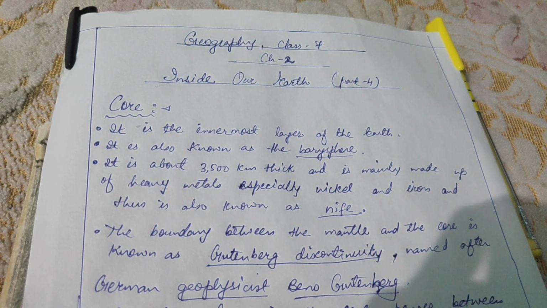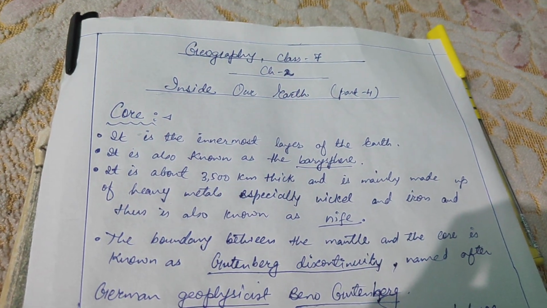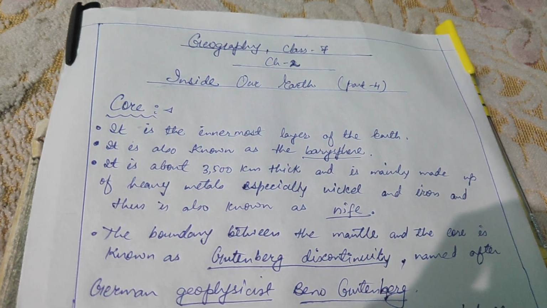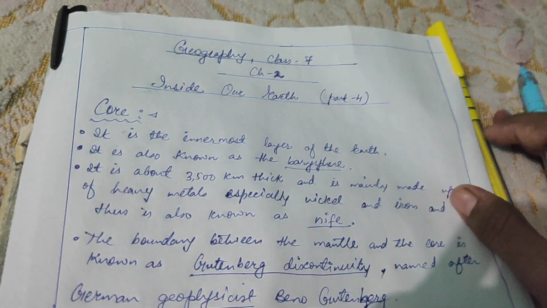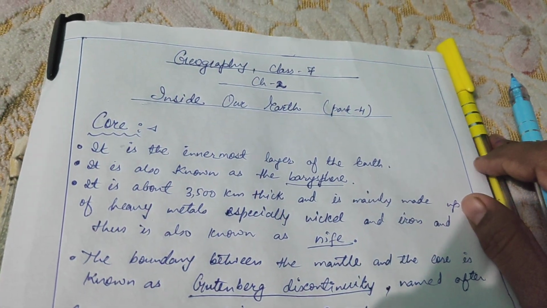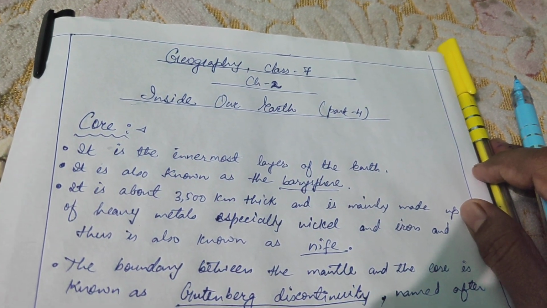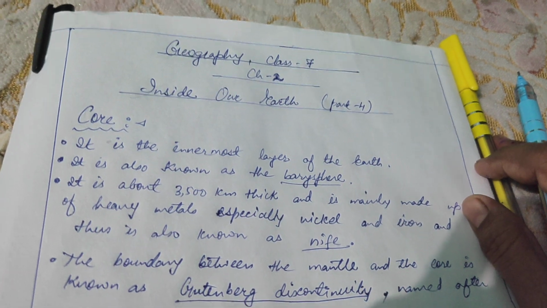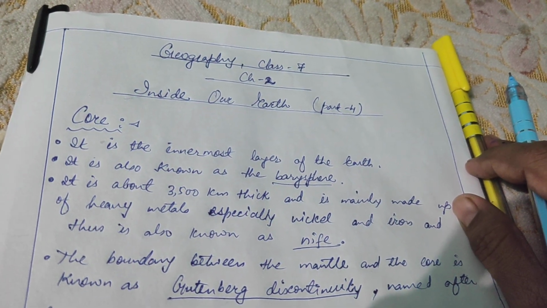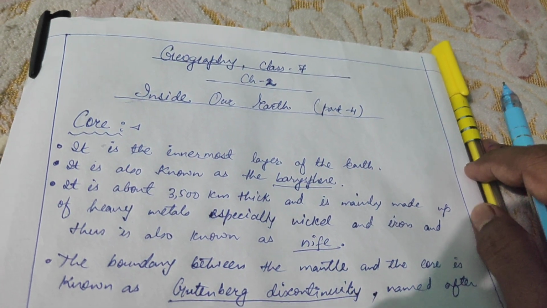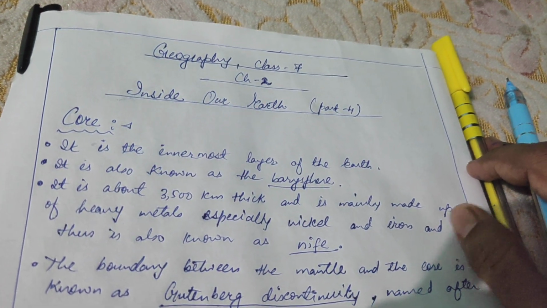So these are the above two layers of the earth, and now we will discuss the innermost layer of the earth, that is core. See, what is core? It is the innermost layer of the earth. It is found in the inner part. It is also known as barosphere. It is about 3500 kilometer thick and is mainly made up of heavy metals, especially nickel and iron.